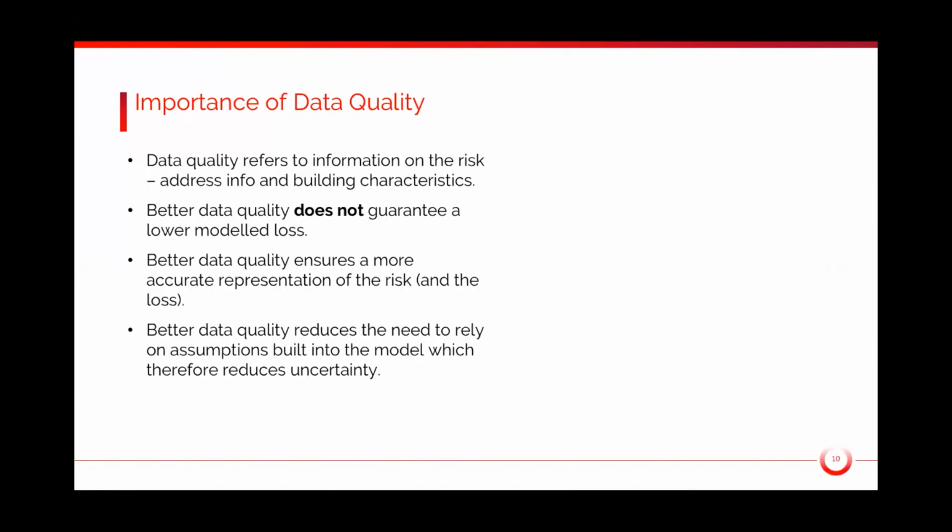So when we talk about data quality, I'm referring to essentially the building or risk information and address information and building characteristics of the data. Better data quality does not guarantee a lower model loss. What it does is ensure a more accurate representation of your risk and essentially the loss. And the better the data quality, it reduces the need to rely on any assumptions that are built into a CAT model, and therefore reduces the uncertainty.